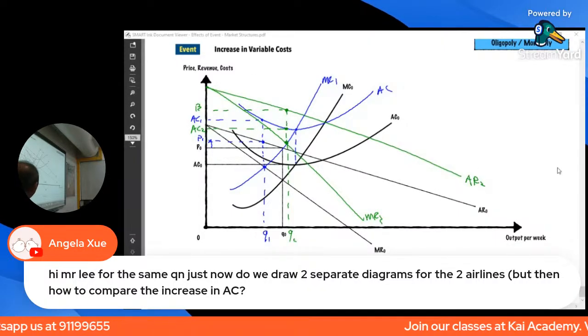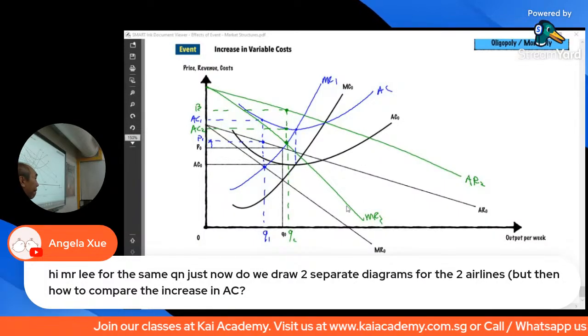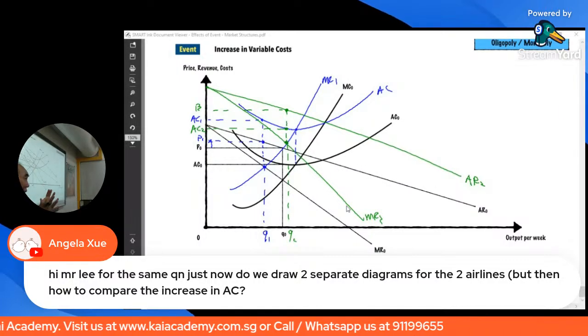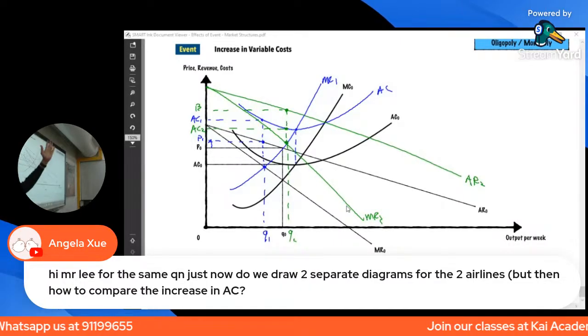The gradient of MR doesn't matter. It becomes steeper than the original because fewer firms left. How steep doesn't matter anymore. You don't need to worry about where it comes because we are not drawing normal profit. If it were normal profit, then we would have to have the tangent and stuff. Right here, we're doing supernormal profit, so however high also can.